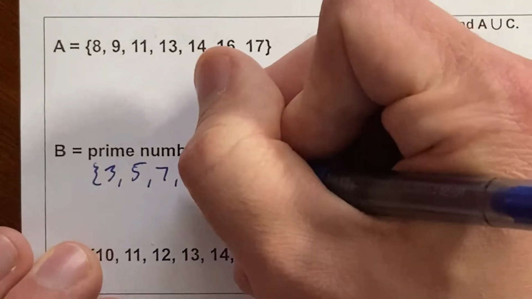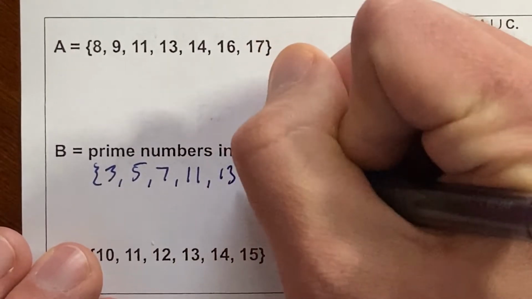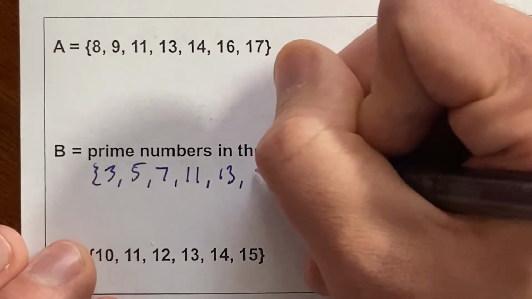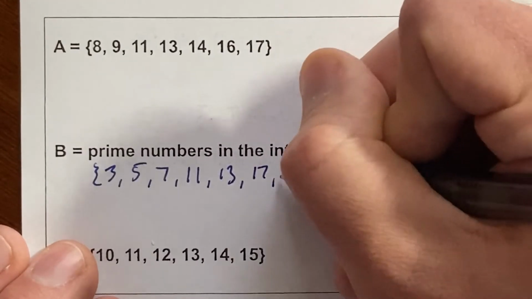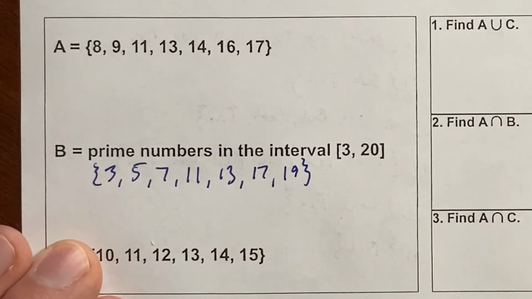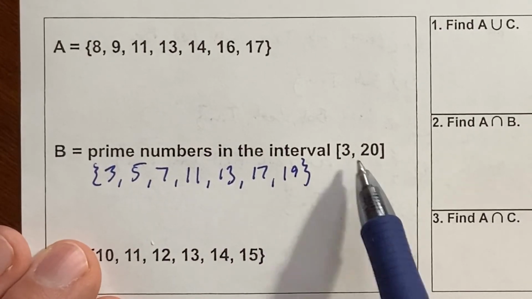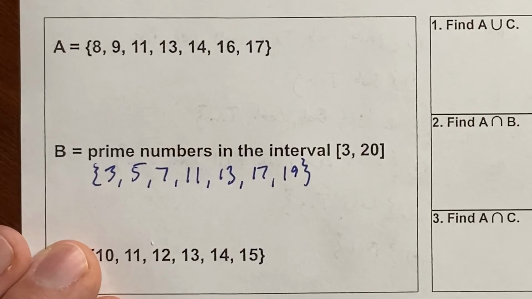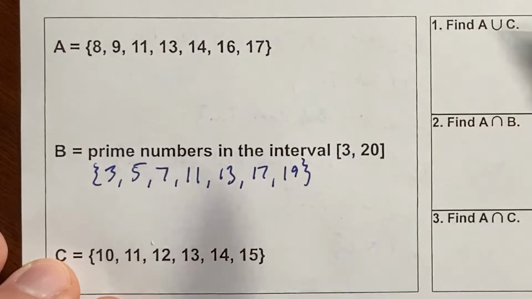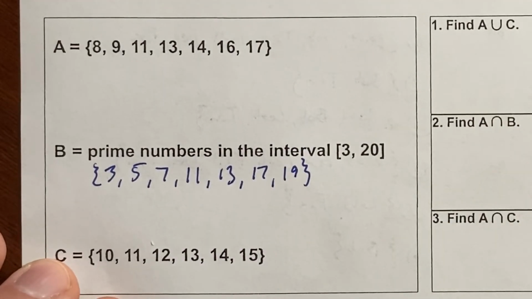10 is not a prime number. 11 is a prime number. 13 is a prime number. 15 is not a prime number because 3 and 5 go into it. 17 is a prime number. 19 is a prime number. And I'm going to stop right there because my interval is from 3 to 20. I'm not going to write 20 because 4 and 5 and 2 and 10 go into 20. So now that I have all these numbers listed out, I can see which ones are found in both sets, which ones are found in either set, that kind of stuff.